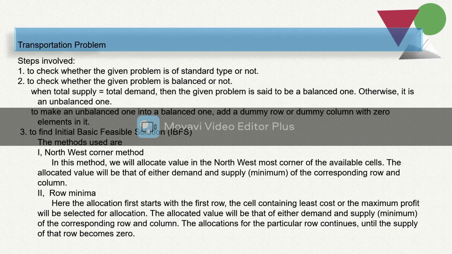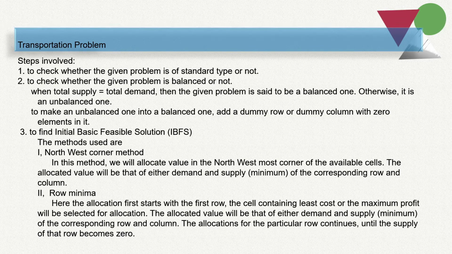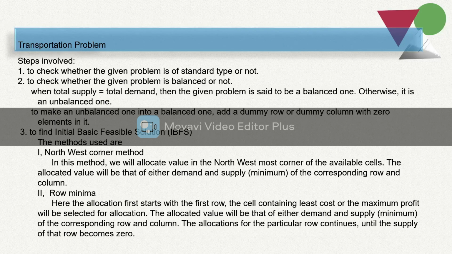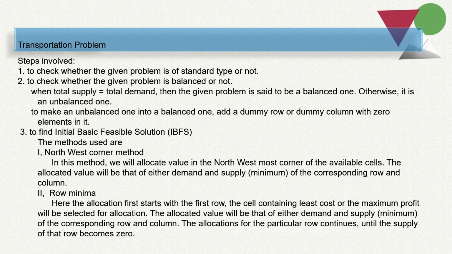Then moving to the third step, to find the initial basic feasible solution, the methods used are northwest corner method, row minima, column minima, least cost method, and Vogel's approximation method. Now, moving to northwest corner method. In this method, we will allocate value in the northwestmost corner of the available cells. Then the allocated value will be that of either demand and supply of the corresponding row and column, and this value should be minimum.